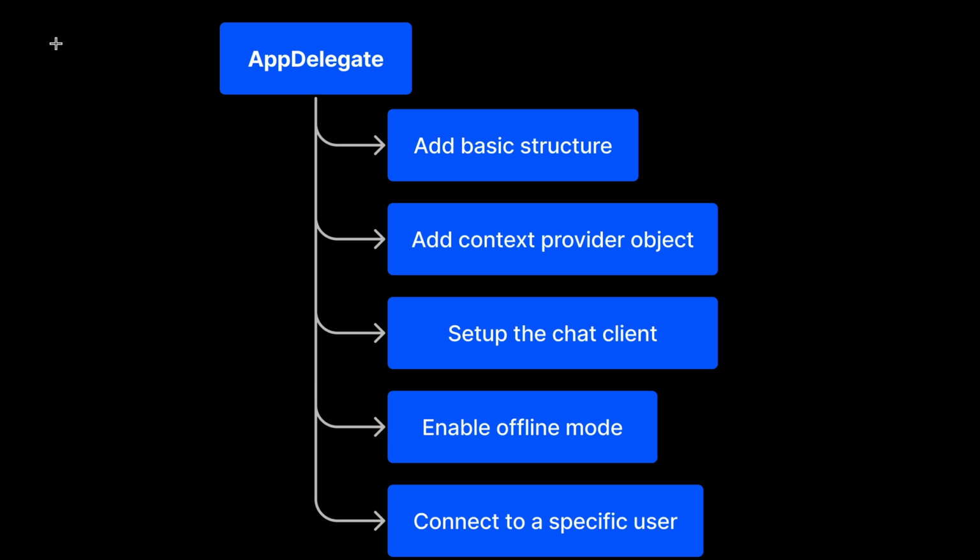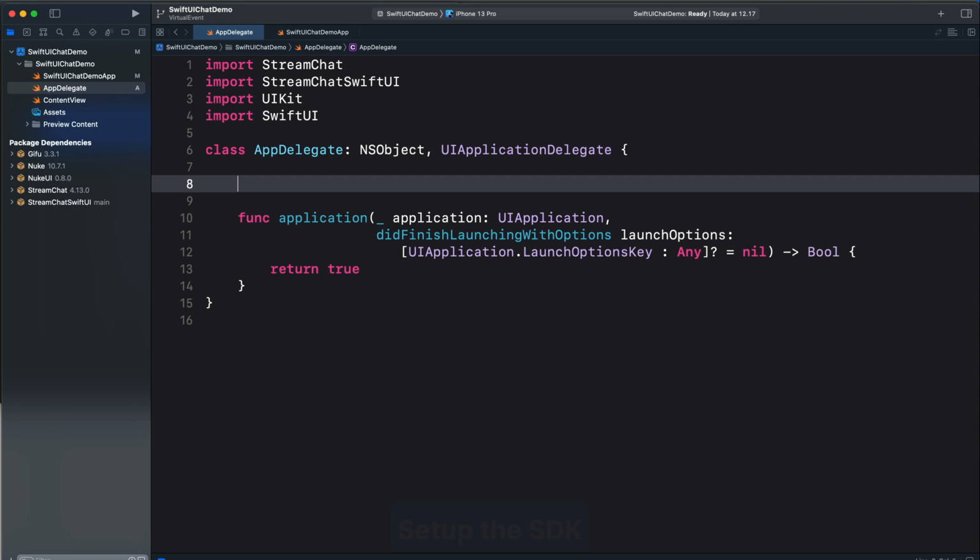So in the App Delegate, we will add a basic structure. Then we will add a context provider, set up the chat client, and also enable offline mode. Finally, we will connect to a specific user. Let's begin by adding context provider.